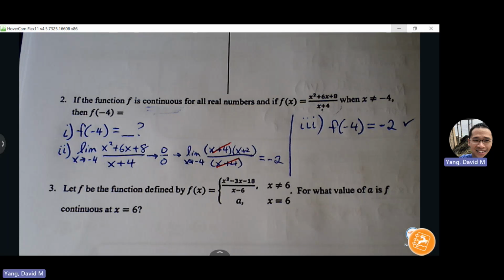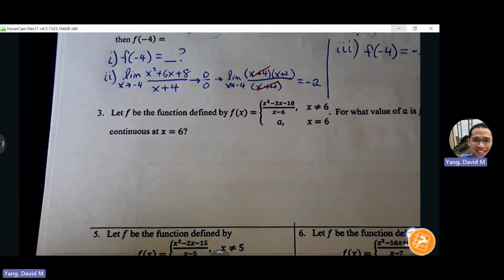Okay, number 3, let the function be defined by a piecewise function. For what value of a is f continuous at x equals 6? We don't have to worry about, wait, how do I solve for a? Just step through the continuity conditions, and before you know it, your answer will just pop up without you even looking for a. So step through the continuity conditions.